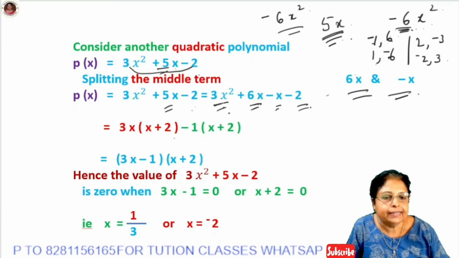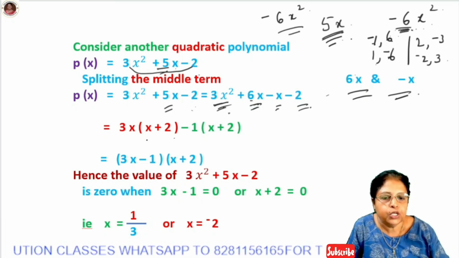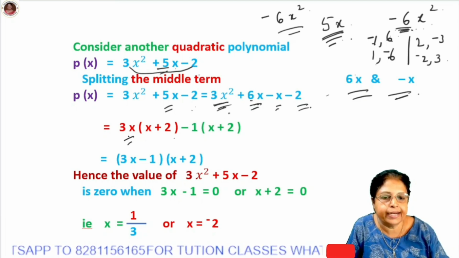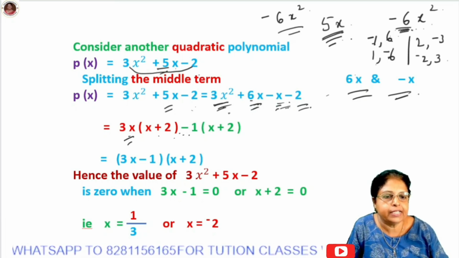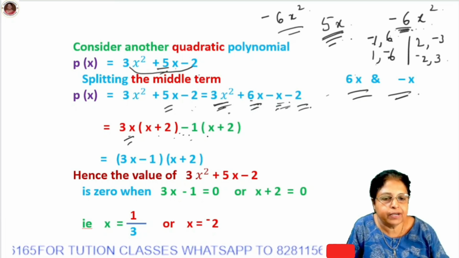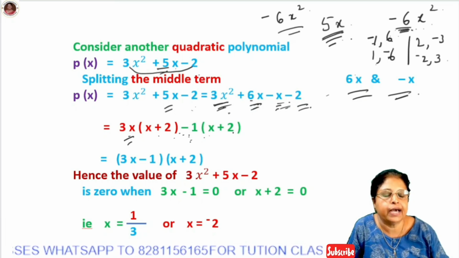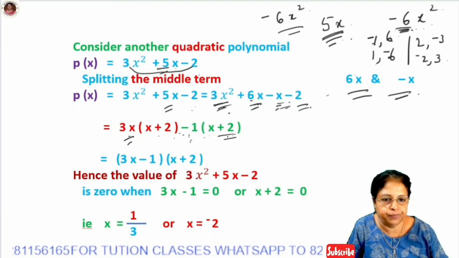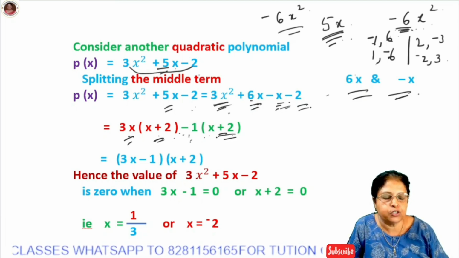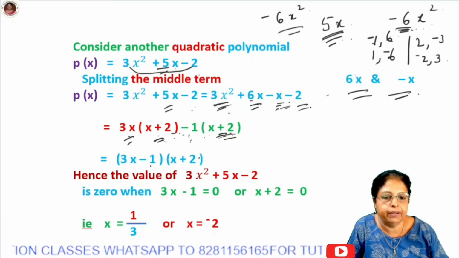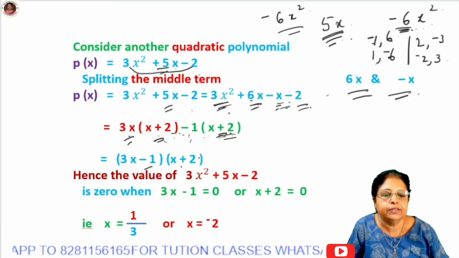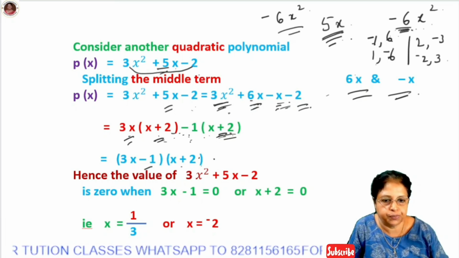We can see 3x is common here. So if you take 3x outside, 3x times x plus 2. Here you can see minus 1 is common. So minus 1 is taken outside, minus 1 times x plus 2. Here you can see x plus 2 is again common. So if you take x plus 2 outside, we will get 3x minus 1 times x plus 2.